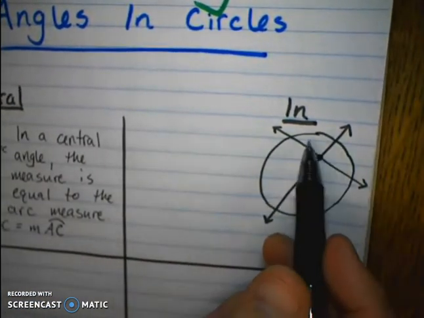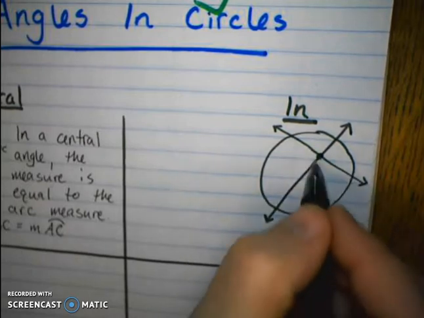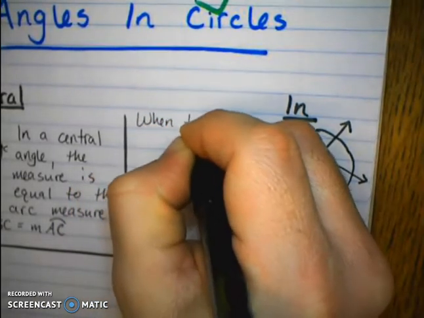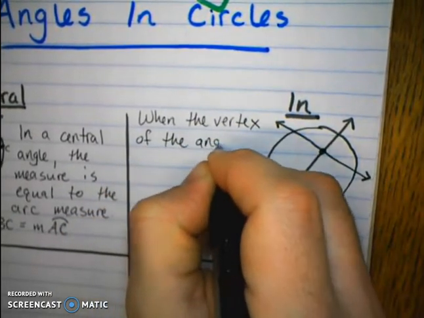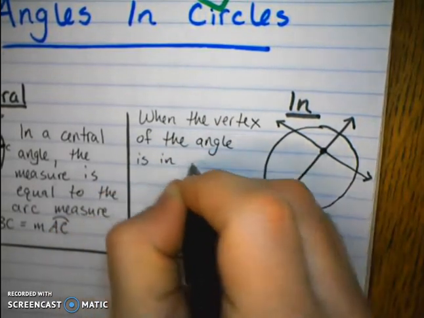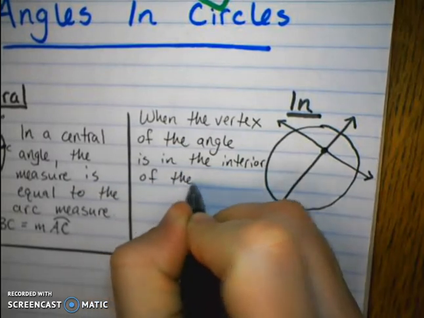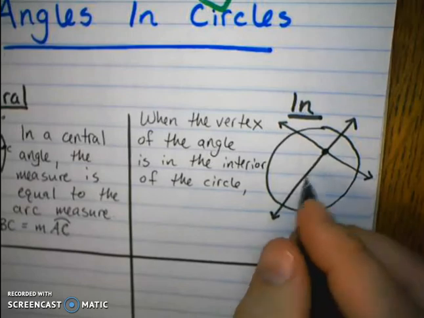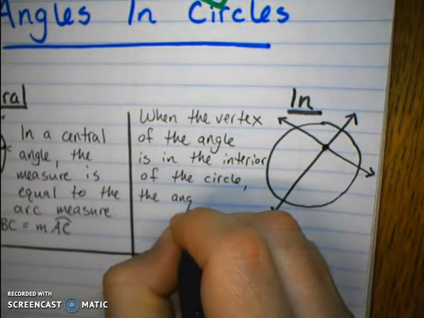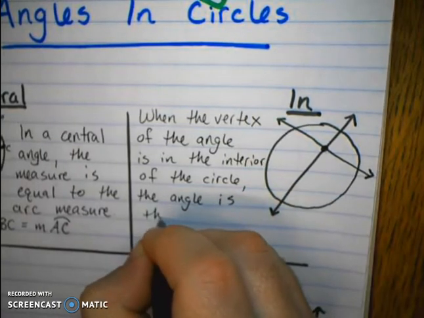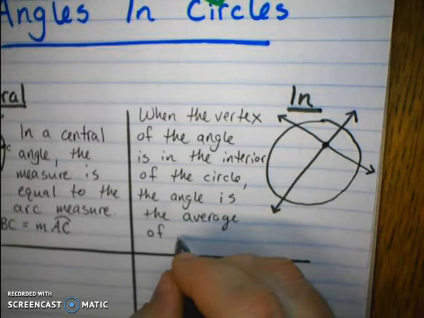All right. So I want to move over here to this right-hand side. And this is when we have an angle inside the circle where the vertex is in the interior of the circle, but not the center. When the vertex of the angle is in the interior of the circle, the angle is the average of the arcs. And I'm going to explain that.